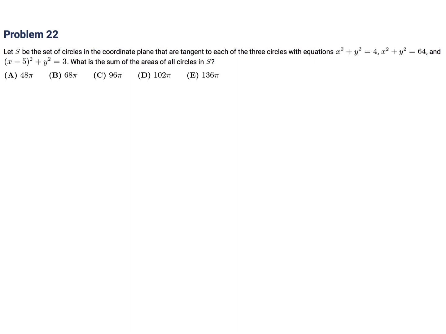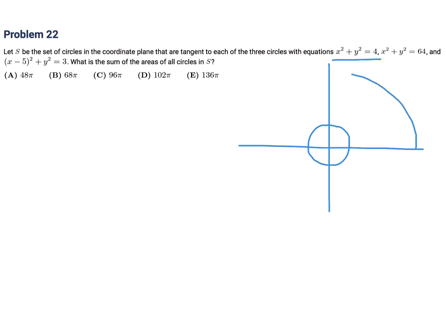Okay, so I have to draw a diagram, and I will try my best to draw these circles. So the first one, it's going to be like this, right? This one right here, x squared plus y squared is 4, where the radius is 2. The next one, this is not going to be drawn to scale, but you guys get the idea that obviously this radius is 8, so it's much bigger. So it's like this. So that one is x squared plus y squared is 64.